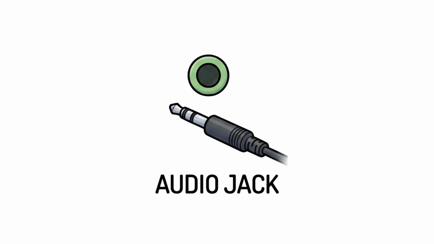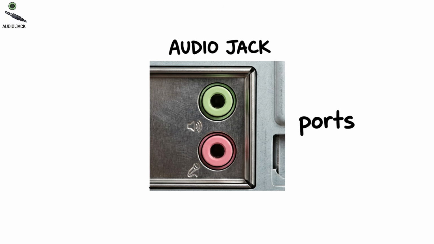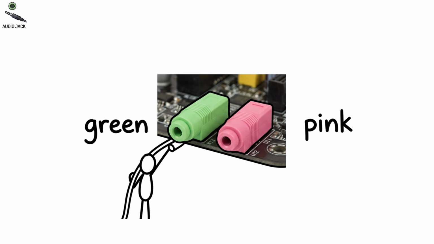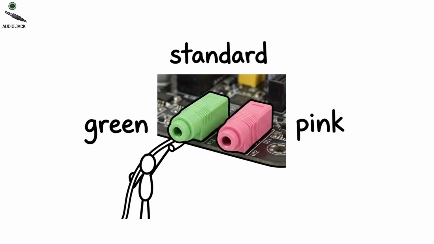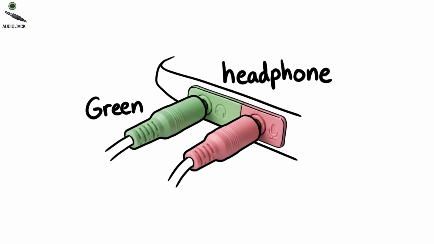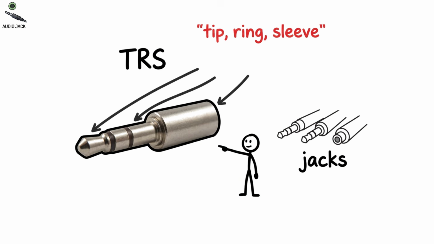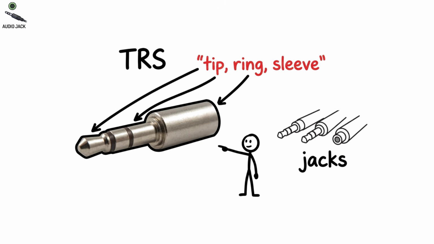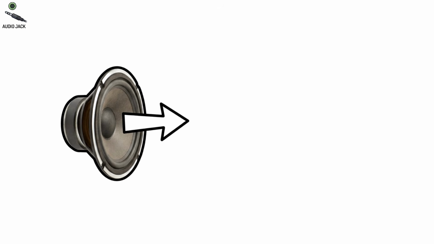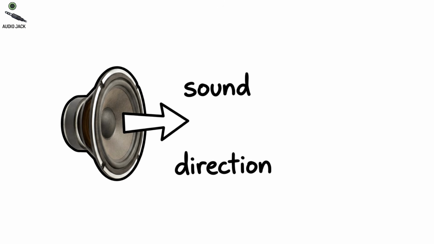Audio jack. 2 colored ports on the back of a desktop, one green, one pink. That was the standard for years. Green for headphone output, pink for microphone input. 2 separate jacks because the connector type at the time, TRS, which stands for tip, ring, sleeve, only has 3 contact points. Enough for one direction. Either sound goes out or mic signal comes in, not both at once.